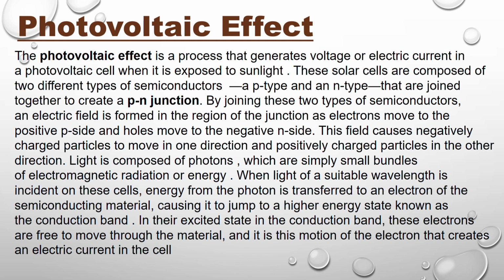When light of a suitable wavelength is incident on these cells, energy from a photon is transferred to an electron of the semiconducting material, causing it to jump to a higher energy state known as the conduction band. In their excited state, in the conduction band, these electrons are free to move through the material, and it is this motion of electrons that creates an electric current in the cell. So this is the whole process that takes place inside a photovoltaic cell that in turn leads to the generation of electric current.